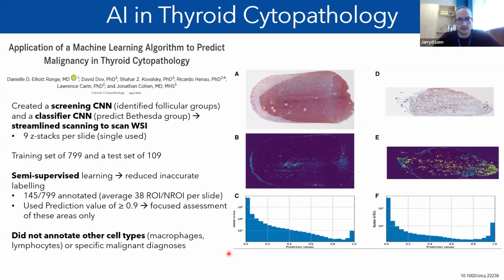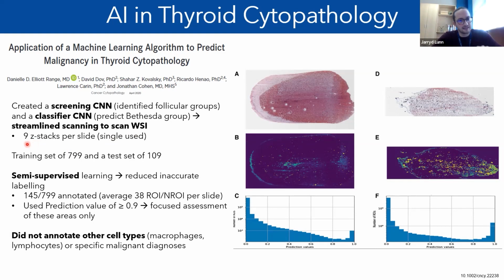So I chose one study that I thought was quite interesting, and it was a study that applied machine learning algorithms in order to predict malignancy in thyroid cytopathology. These authors created a screening network as well as a classifying network that were used in these systems, first to identify follicular groups and then predict the Bethesda group that those follicular groups belong to.